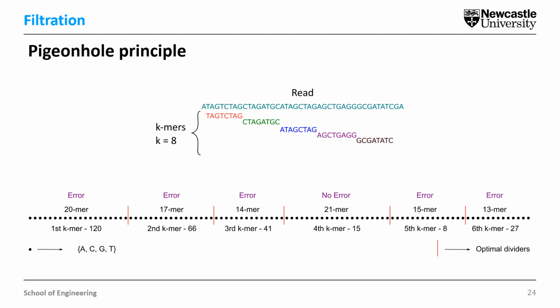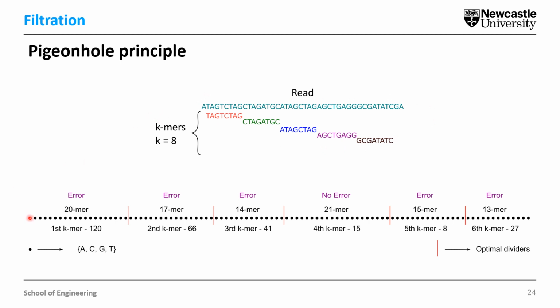Before delving into that, I would like to explain the terminology of k-mers. For example, we divide a read into small sections of length k. Those small sections will be referred to as k-mers. For example, this diagram illustrates 8-mers derived from a read.